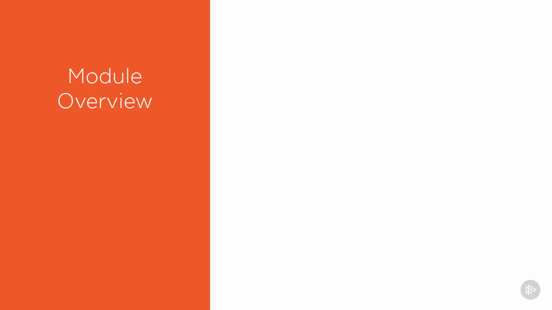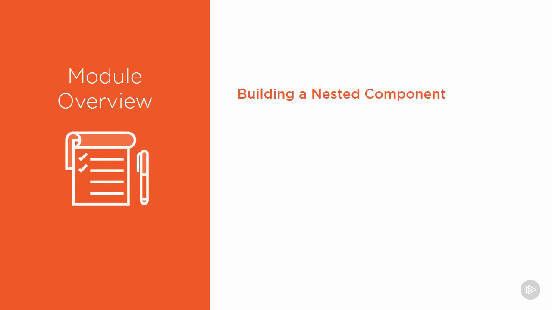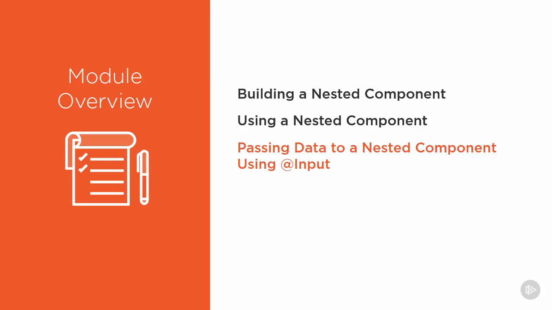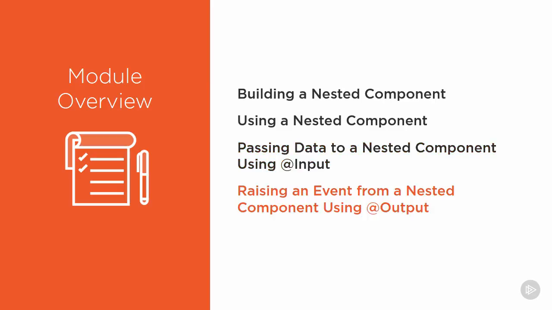In this module, we'll build a nested component. Then we'll review how to use that nested component as a directive in a container component. We'll examine how to pass data to the nested component using a property with the input decorator, and how to pass data out of the nested component by raising an event defined with the output decorator.